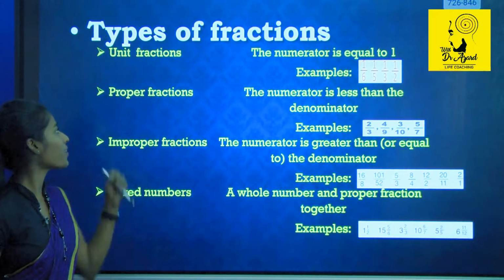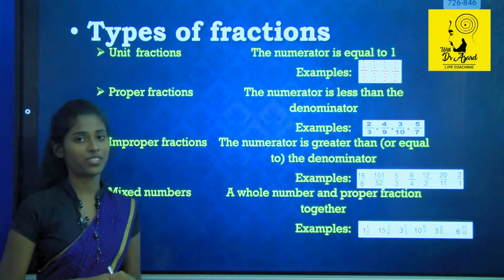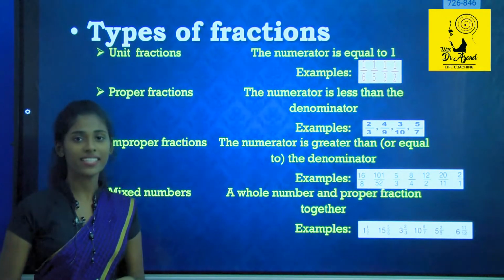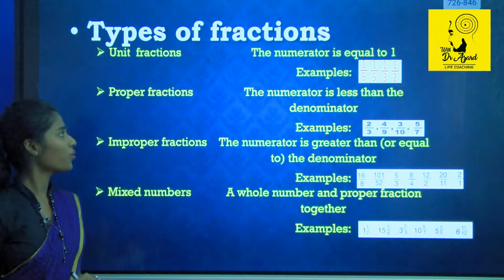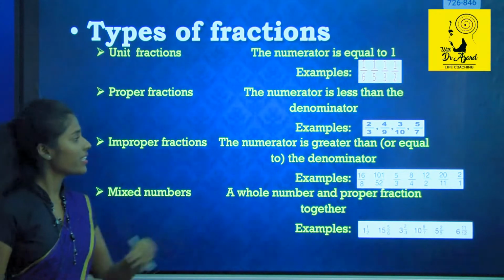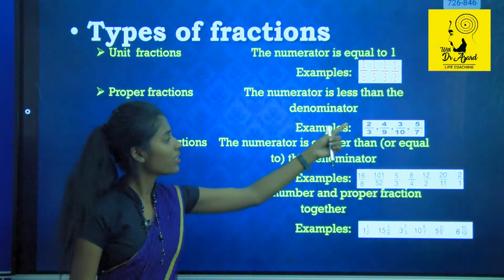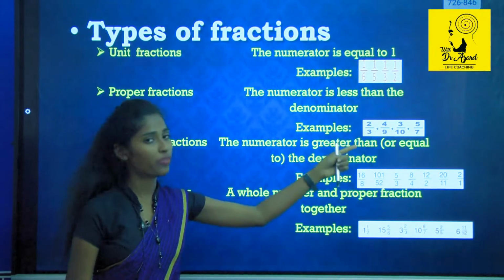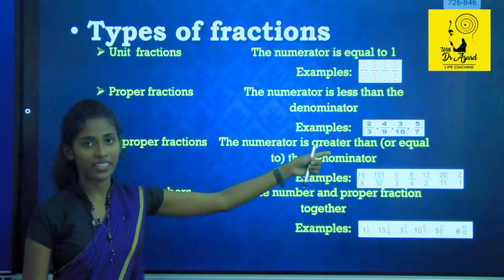Next type of fraction is proper fraction. What is a proper fraction? If the numerator is less than the denominator, such type of fractions are called as proper fractions. Here I have given some examples. 2 over 3, 4 over 9, 3 over 10, 5 over 7. You can see 2 is less than 3.